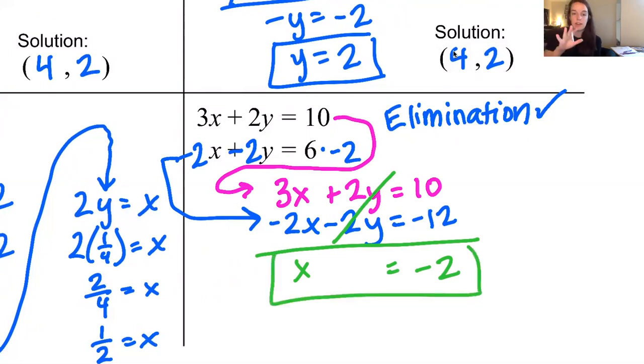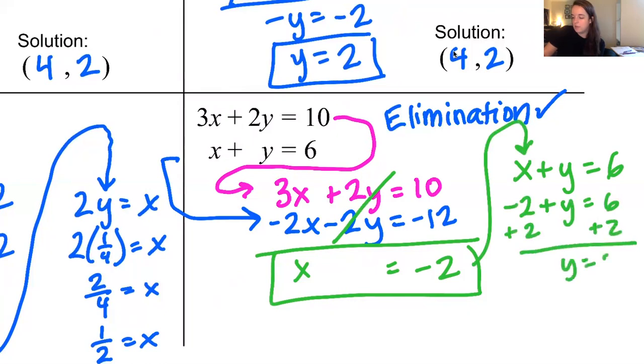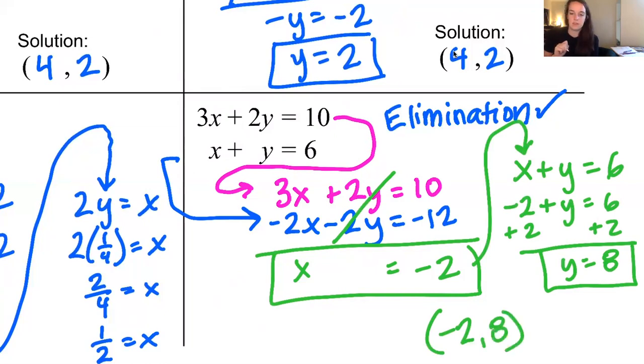Once I have that, remember, I'm going to plug it back into one of the original equations. This equation looks easier. It just says x plus y equals 6. So I'm plugging in -2 plus y equals 6, adding 2 on both sides, y equals 8. So x equals -2 and y equals 8. So I have -2, comma 8, like that as my solution.